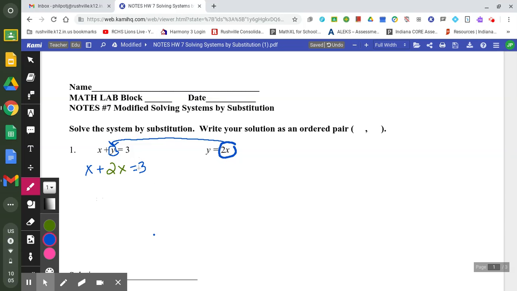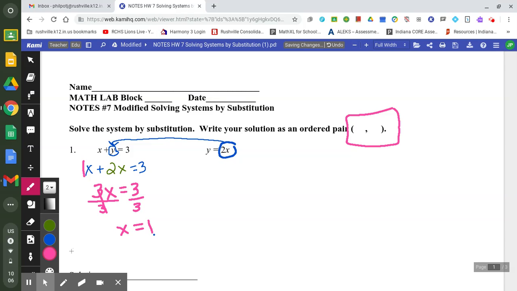And then now I'm going to solve this equation, x plus 2x equals 3. I'm going to solve it for x. So I have two terms that are alike. So I'm going to add together my 1x plus 2x to get 3x equals 3. And then to solve for x, I'm going to divide by 3. So now x equals 1. And so I've completed half of the problem because we want our answer to be in an ordered pair.